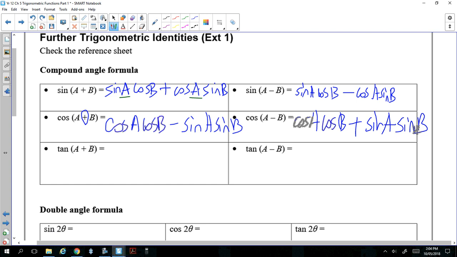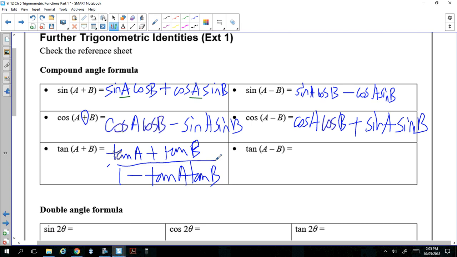Next one will be tan. Tan will be tan A plus tan B over 1 minus tan A tan B. Like that. And then the minus is tan A minus tan B over 1 plus tan A tan B.